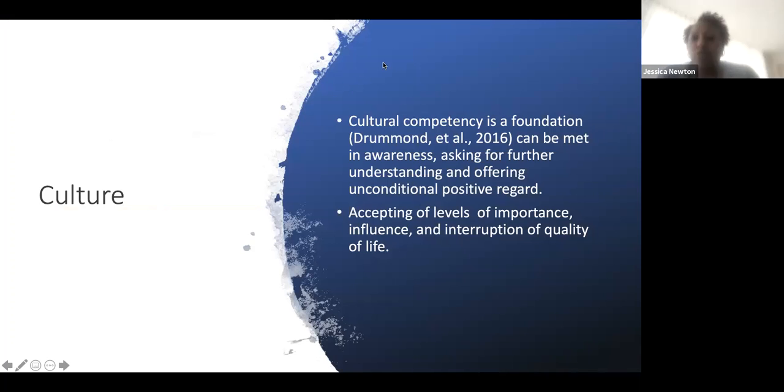So maintaining culture, we're going to look at the inclusion of cultural competency, and cultural competency is the foundation which can be met in awareness, asking for further understanding and offering unconditional positive regard. This is accepting of levels of importance of influence and the interruption of quality of life when we assess an individual and they express stressors or presenting problems.